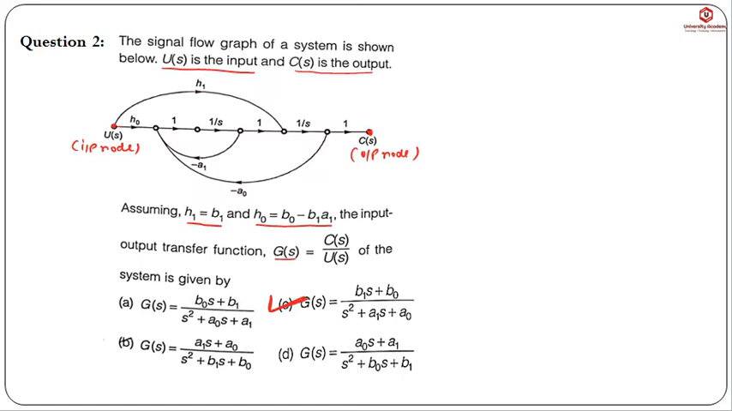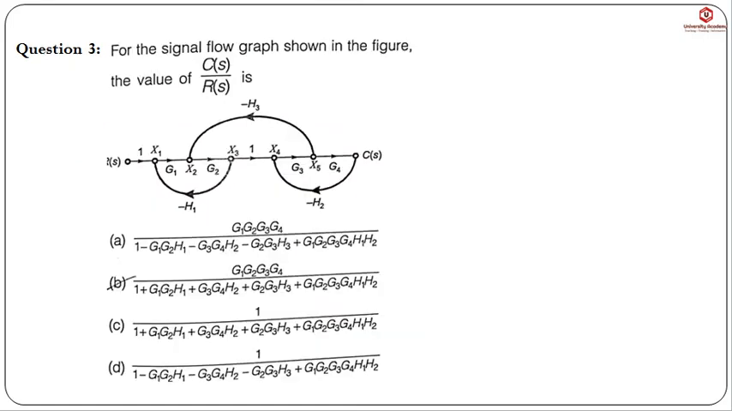Okay, now let us see the next question. So the question is, for the signal flow graph shown, the value of C(s) by R(s) is, so this is C(s). Here, the C(s) node has an incoming branch and also an outgoing branch. It means this C(s) is not an output node, so we can extend it because we have to make it an output node. So the output node we can extend with the unity gain.